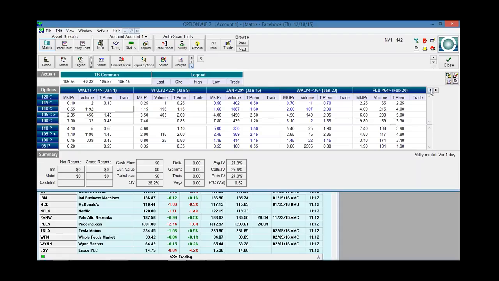Here's what I'm talking about. Look at the 110 calls. There isn't even a bid and ask on that. So why would we want to use that option? Why would we buy it? So looking over here, I'll use next week's. And here we go again, it's right in front of us. I would use the 110 call.